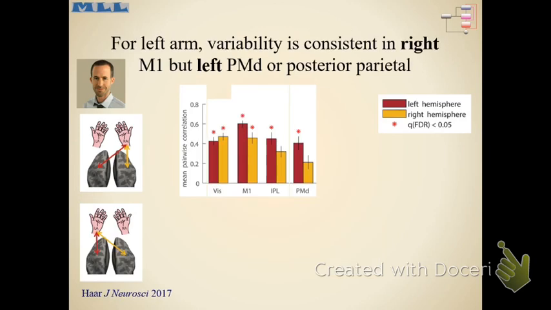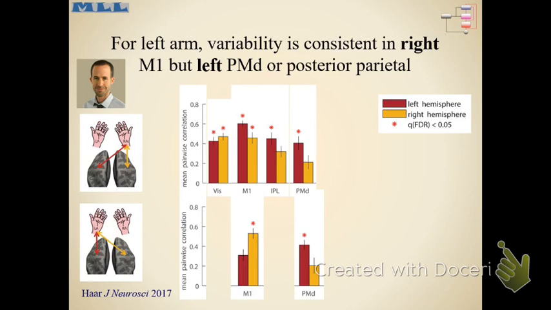If we now look at movement of the left arm, asking the same sort of question, we find that the picture in M1 has switched. Now the variability is noticeably more consistent for the right hemisphere than for the left. Whereas for the higher motor areas, premotor and posterior parietal, it hasn't switched. Right? Variability is consistent in the left hemisphere, but not in the right. And again, perhaps unsurprisingly, visual cortex still doesn't care. So that's kind of interesting.